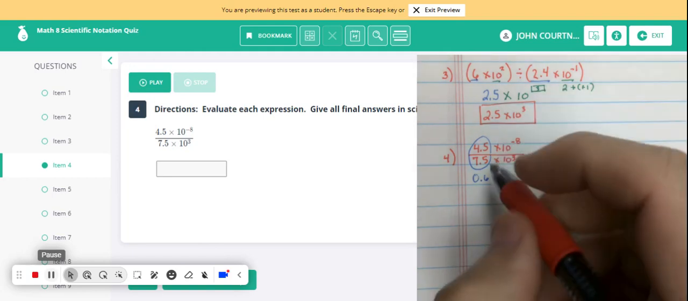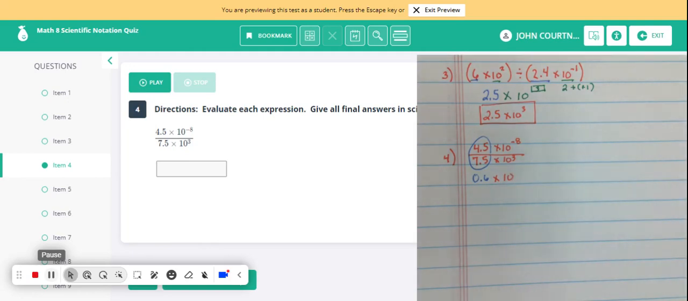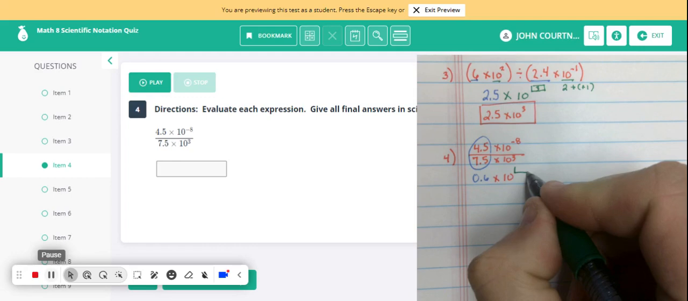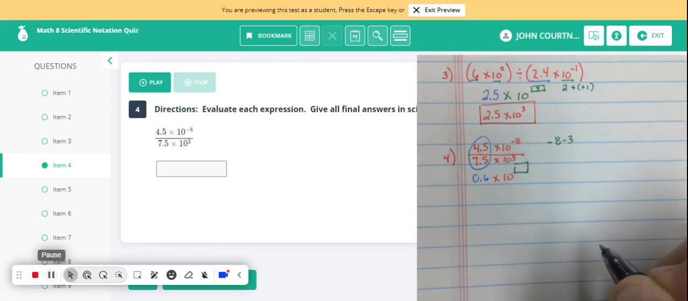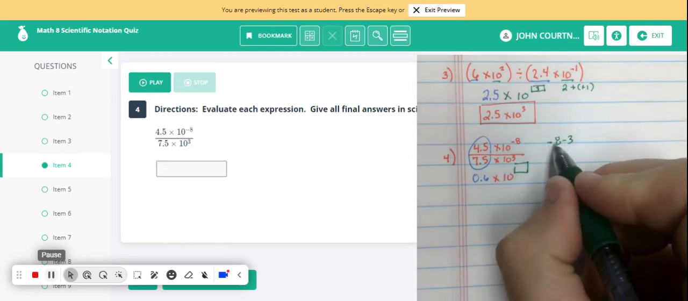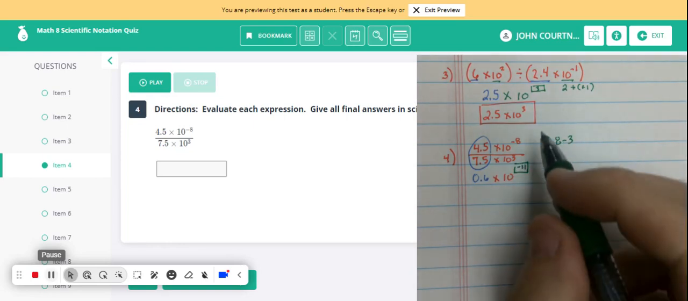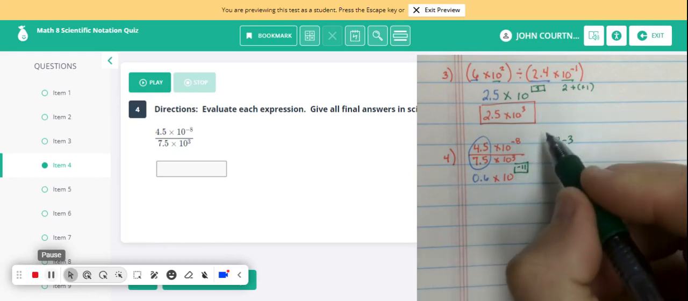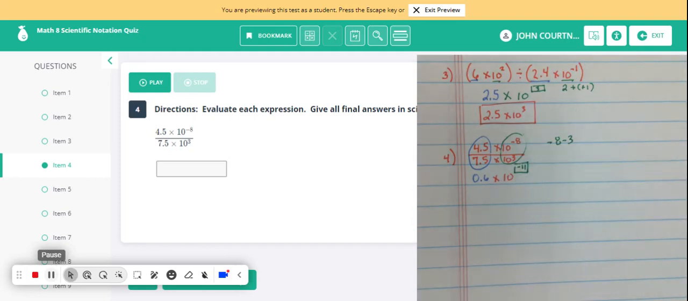When I divide with the same base, I keep the base and I subtract the exponent. So this number right here is going to come from taking negative 8 minus 3. Watch your mistakes. That's a common mistake, subtracting those negatives. If I take negative 8 and subtract 3 from it, I should see negative 11. So I divided my base 10 portion by keeping the base and subtracting the exponent.